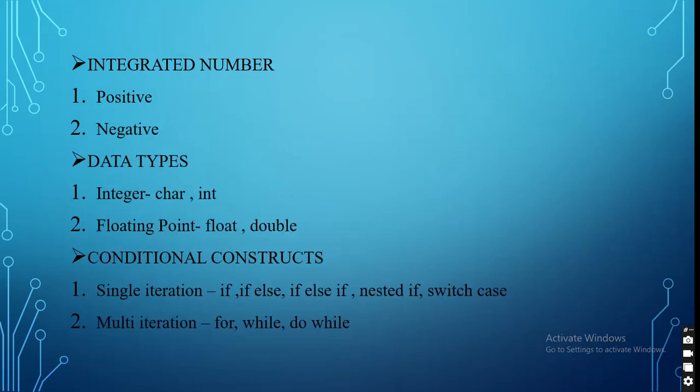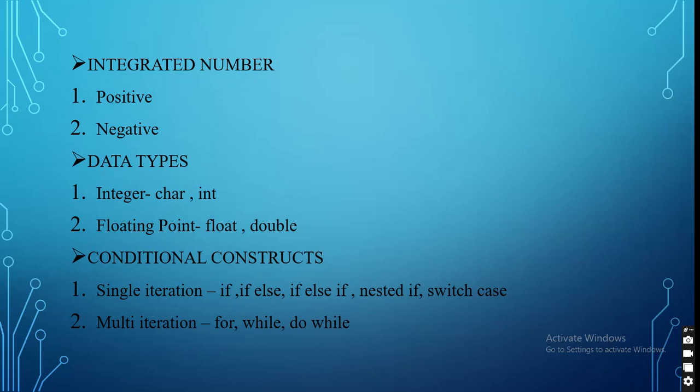So the integer number can be represented in two ways in embedded C, either as positive or negative. A negative number is represented by the 1's complement of a positive number. Data types included in embedded C are as follows: integer and floating point. In floating point we have two different subtypes called float and double, and in integer we have two different subtypes called char and int.